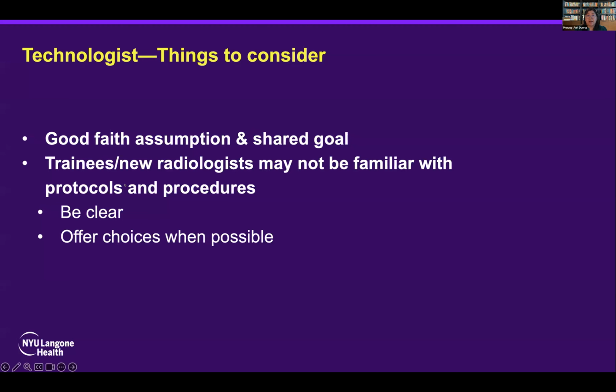If you're in a place that has trainees, or if you have new radiologists, they may not be familiar with the protocols and procedures. So they may not know why you're calling them or what you're asking them. So it's important to be clear. And if there are choices to be offered, you can offer those choices. That makes it easier for people to decide. And it's the same thing with radiologists. If there are choices to be made, we can offer the choices when possible.